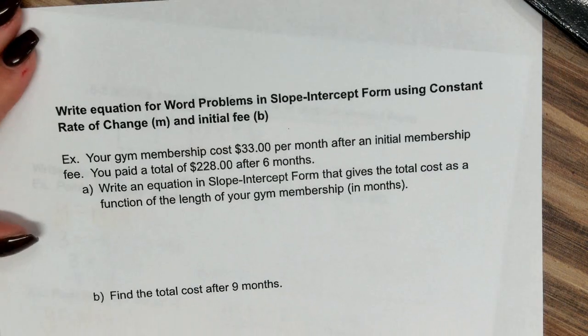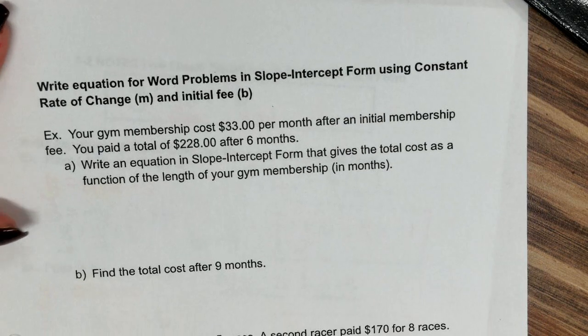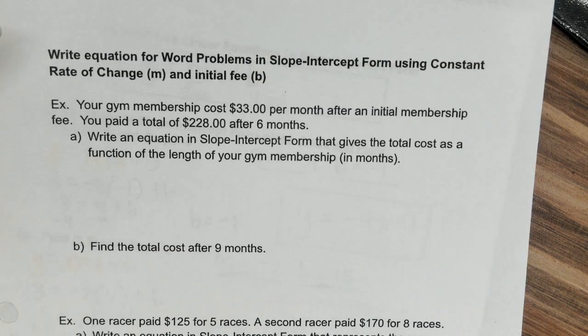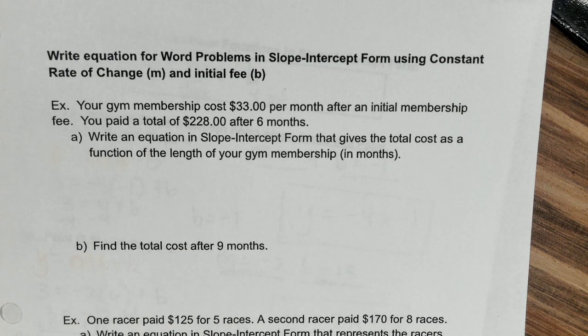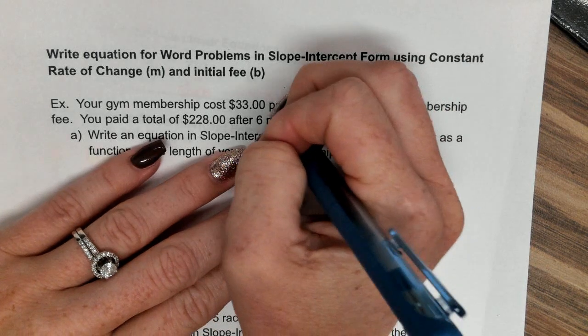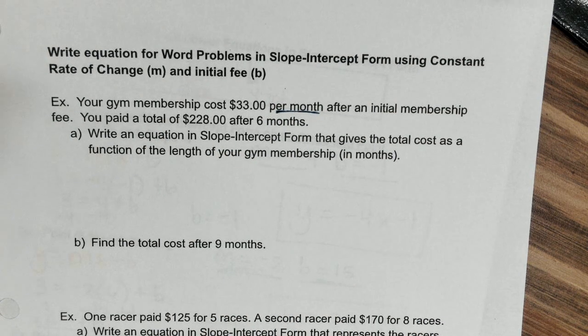Okay, go to the last page. Let's look at our word problems. It says write an equation for word problems in slope-intercept form using rate of change and initial value, which the rate is the m, the initial value is the y-intercept. All right. Your gym membership costs $33 per month. So I saw something right there. That's probably the rate. Are y'all with me?